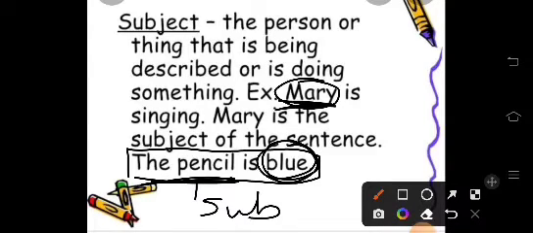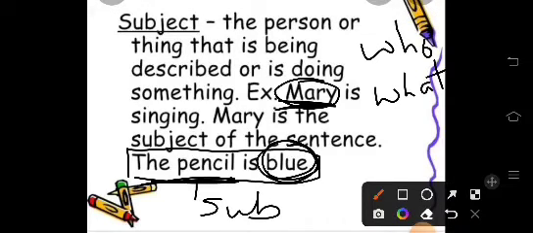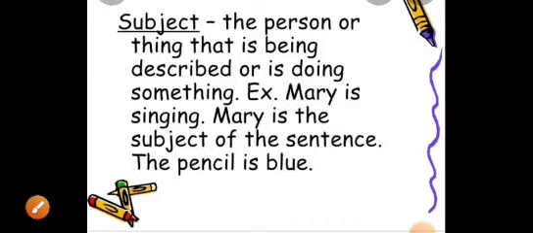I hope your concepts regarding subjects are clear. So we can see that the subject is the person or thing that is being described, that is being talked about in the sentence. And the two ways to identify the subject are asking the questions who and what. Who is singing? Mary is singing. So Mary is the subject of the sentence. And in the pencil is blue, what is blue? The pencil is blue. So the pencil is the subject of the sentence.